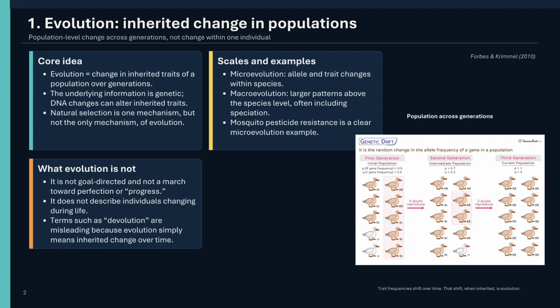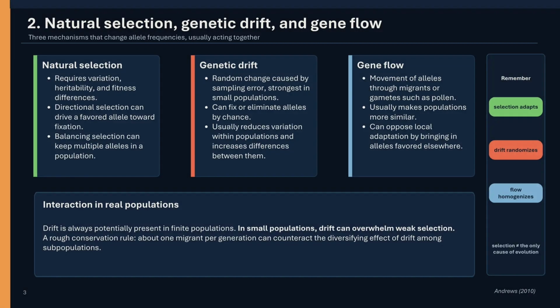If you already studied, you know that this is addressed by the next article, titled Natural Selection, Genetic Drift, and Gene Flow Do Not Act in Isolation in Natural Populations, by Andrews, 2010. Natural selection, genetic drift, and gene flow are all mechanisms of evolution because they can change allele frequencies over time, and in real populations, these mechanisms usually work together, not one at a time. When these forces act, the population no longer fits all the assumptions of Hardy-Weinberg equilibrium, so evolution is occurring.